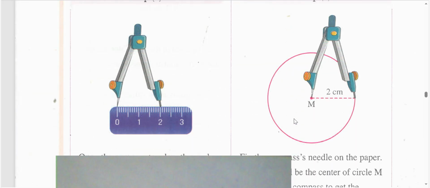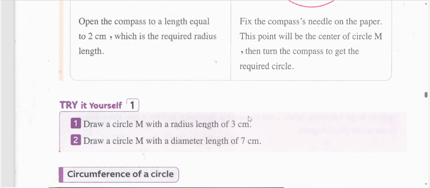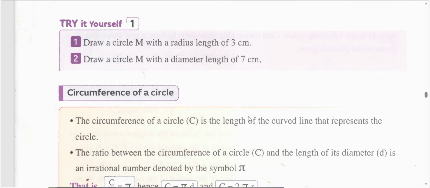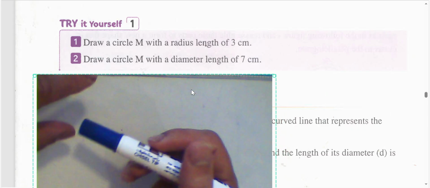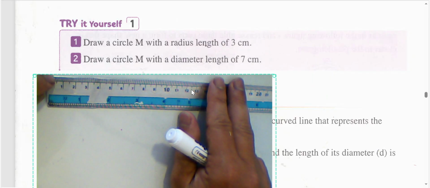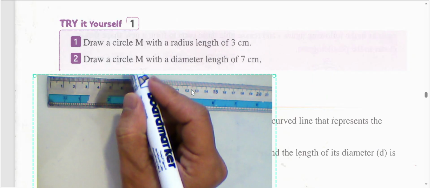A ruler and compass we can use to draw a circle given the radius length. Like this, open the compass in centimeters, start from 0 to 2 and then draw the circle here. If you want to draw a circle, use the compass. Next question: you want to draw the circle with center M and radius 3 centimeters. We can use the compass, open it from 0 to 3 like this, 3 parts, and then draw the circle with the compass.